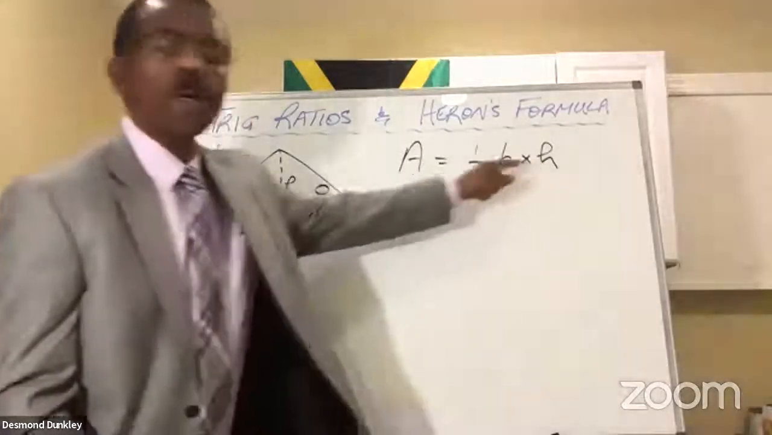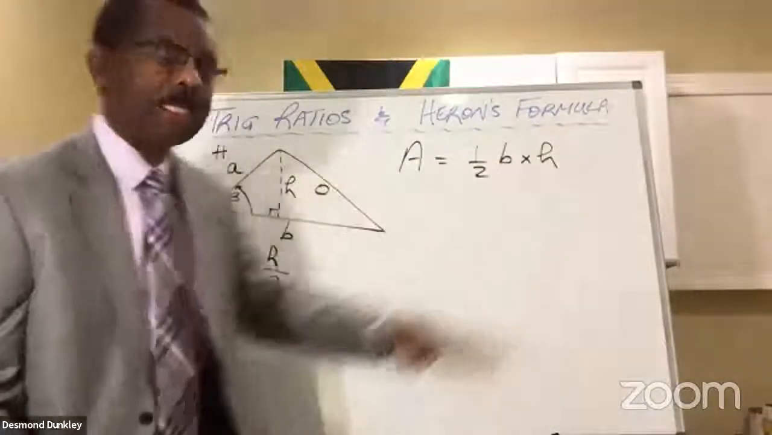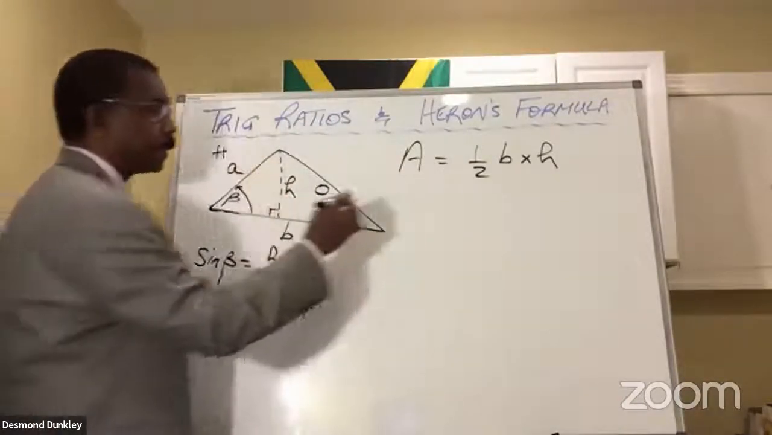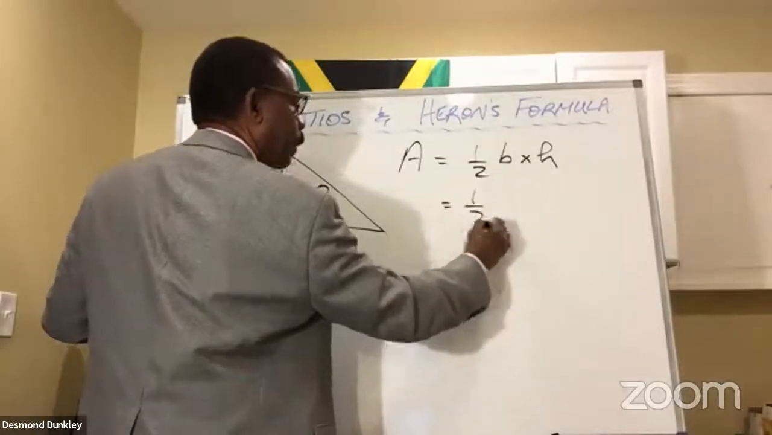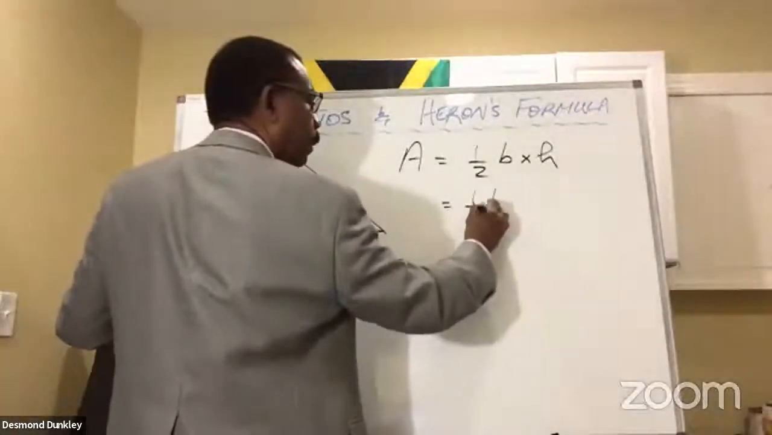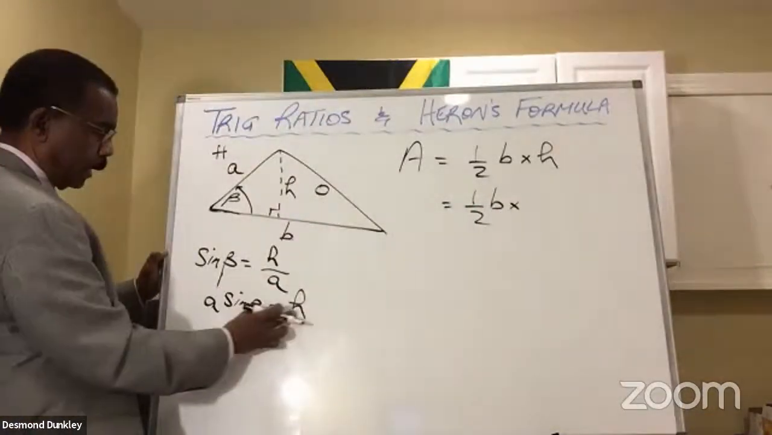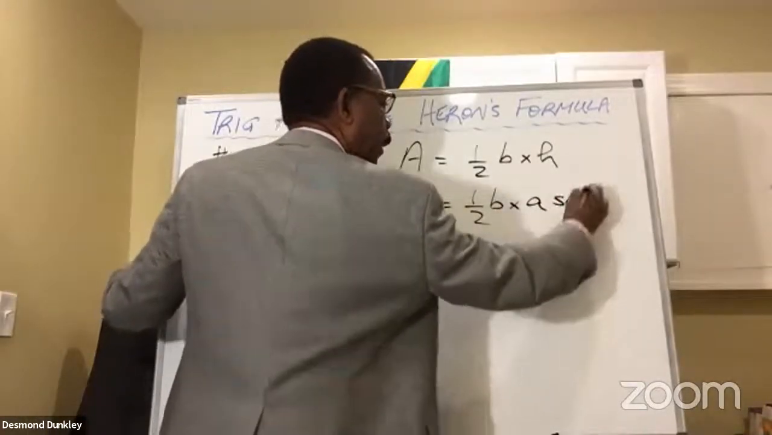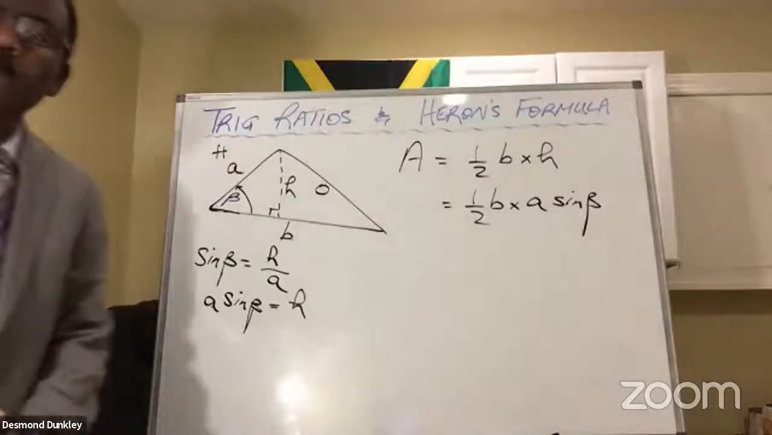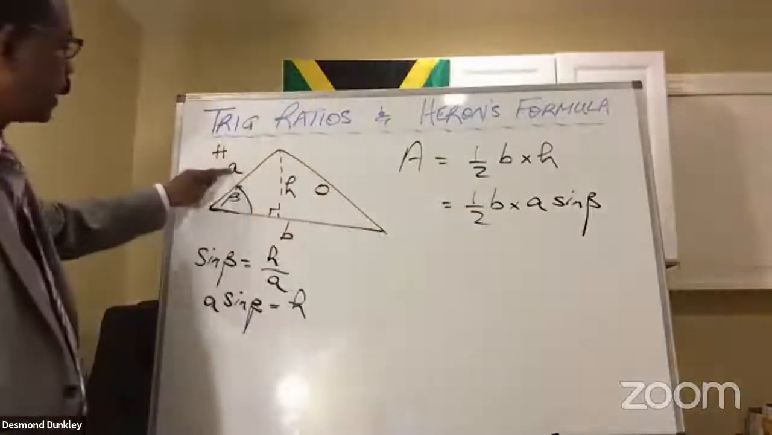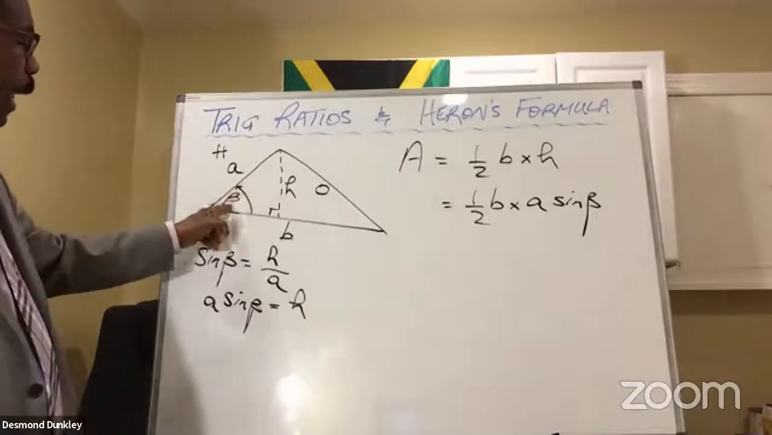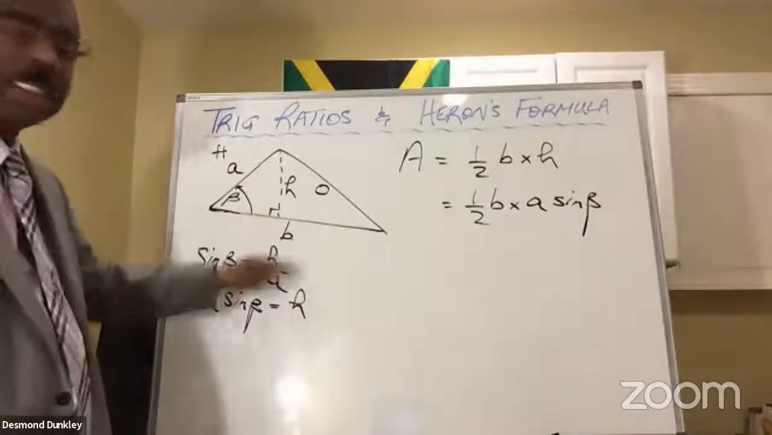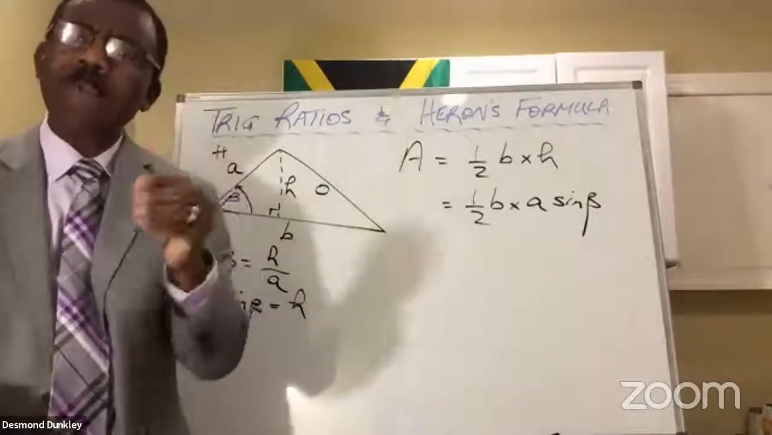So now we can go over into the formula half base times height, assuming that we know the base, and we know this, and we know this. Look what happens. It's going to be equal to a half times our base times our height. What is our height? A sine beta. Guess what? We were able to find the area using the two sides we know and the angle that we're given. If we have two sides and an angle between them, we can calculate the area.